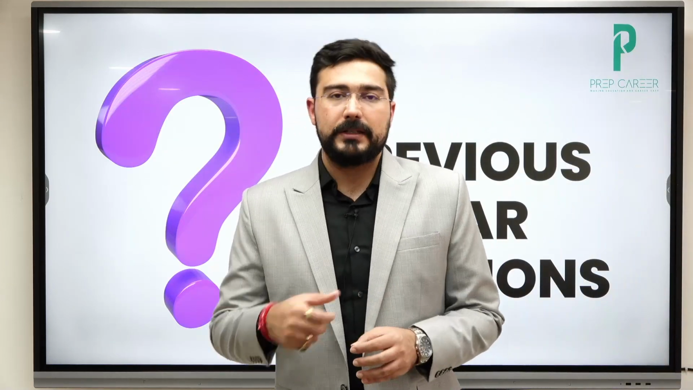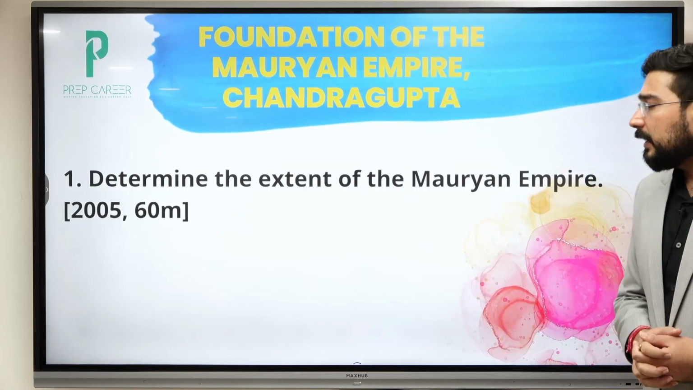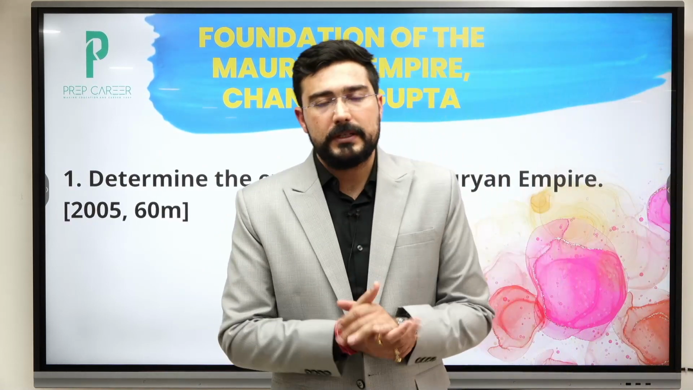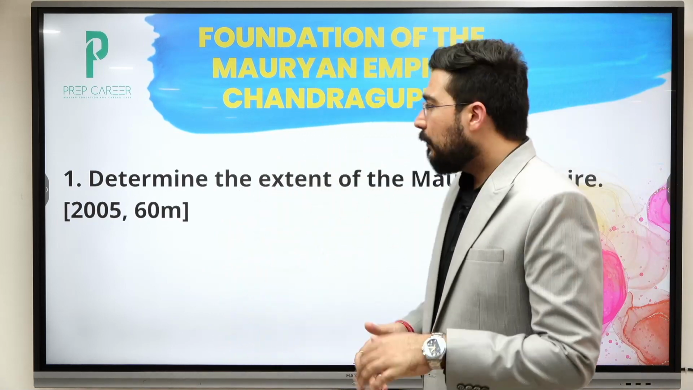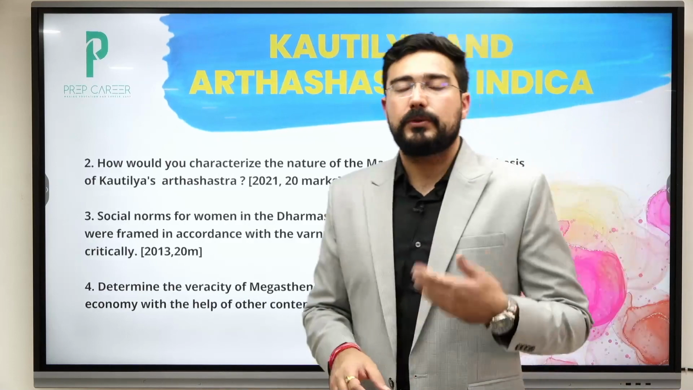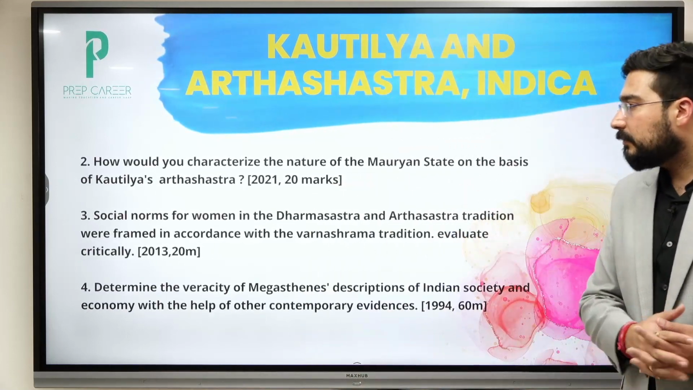30 questions is a lot. That's why you need to understand the PYQs and then prepare accordingly. Let us see the first category: determine the extent of the Mauryan Empire. Such questions used to come previously. Now there is not as much relevance, but still, since it was the first pan-India empire, such questions can be expected.